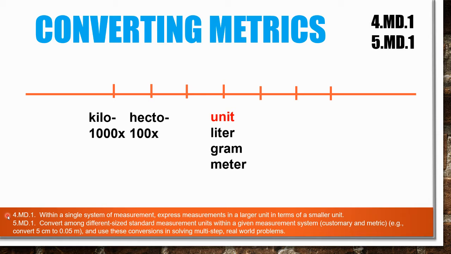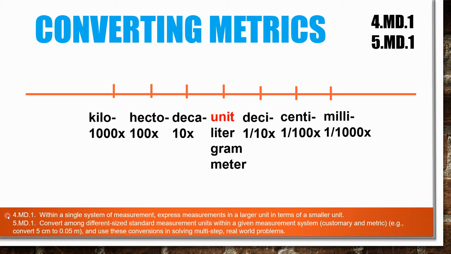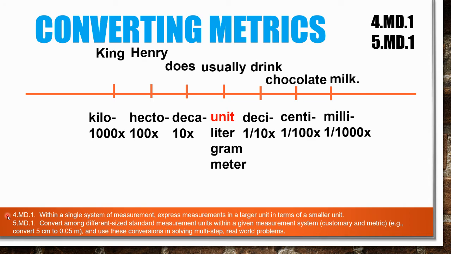Hecto is 100 times the unit. Deca is 10 times the unit. Deci is 1/10 times the unit. Centi is 1/100th times the unit. And milli is 1/1000th times the unit. Now, there's a cute little phrase that some people use to help them remember this order, and here it is. King Henry does usually drink chocolate milk. That's an easy way to remember kilo, hecto, deca, unit, deci, centi, and milli.